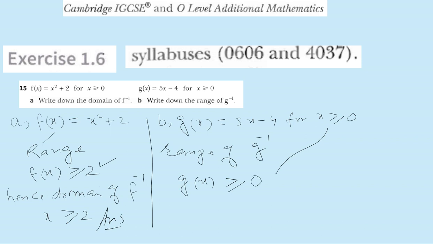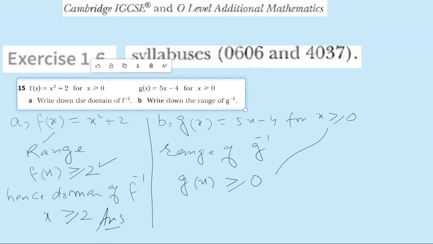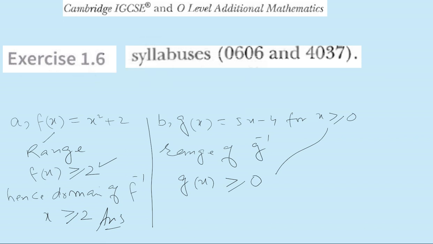This is the range. So the range of the function is the domain of its inverse, and the domain of the function is the range of its inverse. I hope you understand. I repeat again, the domain of a function is the range of its inverse, and the range of a function is the domain of its inverse. Hope you understand. Move to the next question.